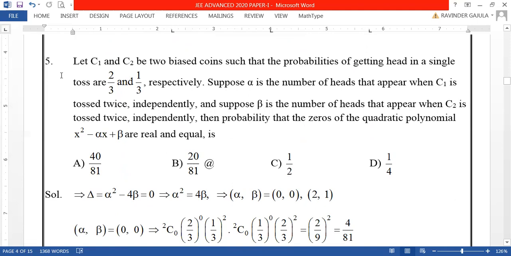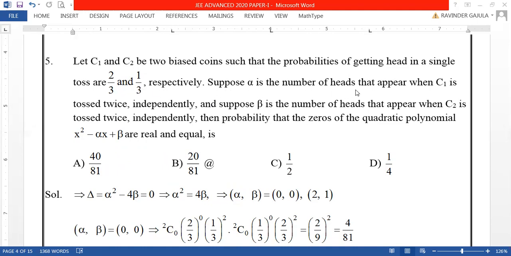Let us see one more question, the fifth one. Let C1 and C2 be two biased coins such that the probabilities of getting head in a single toss are 2 by 3 and 1 by 3 respectively. Getting head on C1 is 2 by 3, getting head on C2 is 1 by 3 respectively.